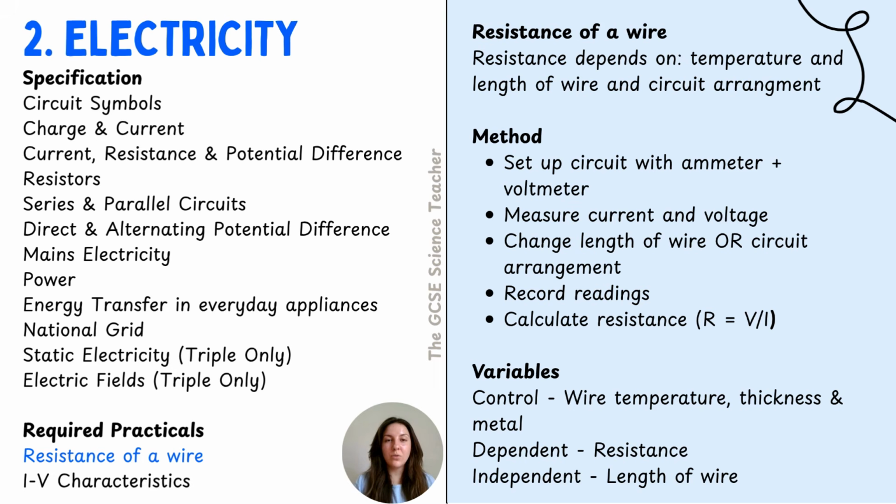Resistance of a wire required practical. Resistance depends on temperature, the length of a wire, and circuit arrangement. First, set up the circuit with an ammeter and voltmeter. Measure the current and voltage. Change the length of the wire or the circuit arrangement. Record the readings and calculate the resistance using R equals V divided by I. The control variables include the wire temperature, the thickness of the wire, or the metal of the wire. The dependent variable is the resistance, and the independent variable is the length of the wire.